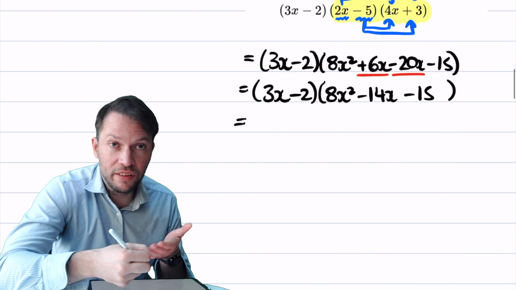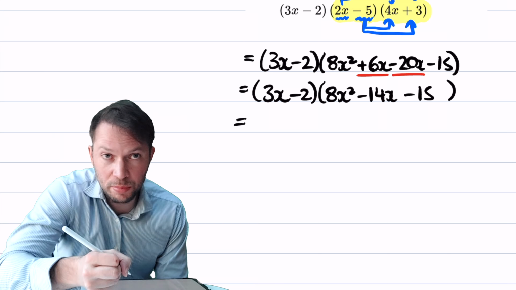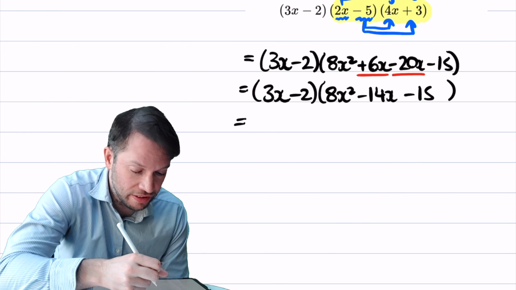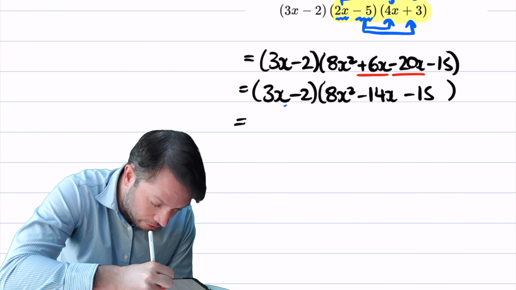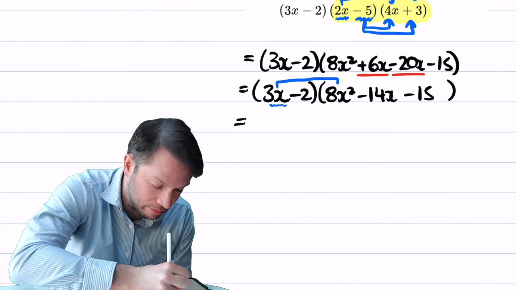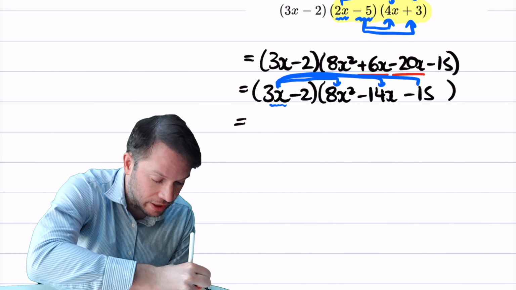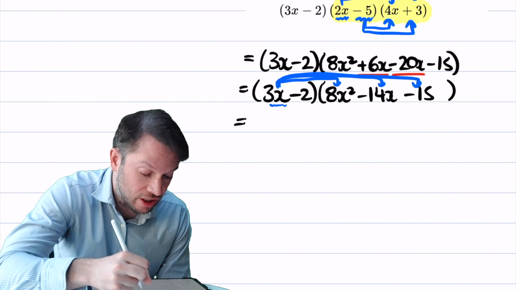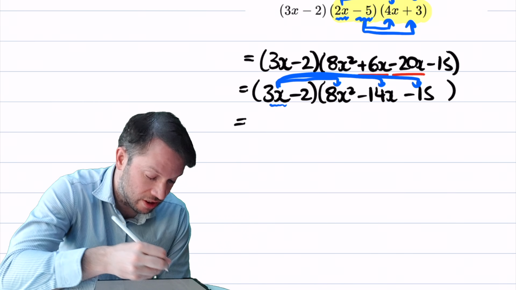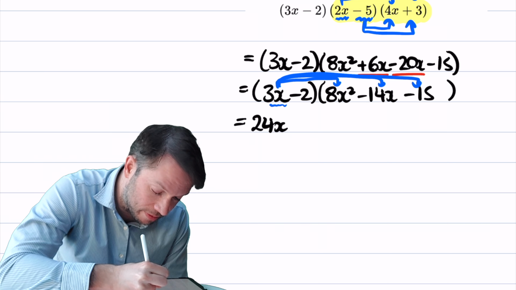Now, we've got two brackets left, and we just multiply them out in the same way. So we're going to do each term in the first bracket multiplied by each term in the second. So we're going to do the 3x multiplied by each term in the second bracket. So 3x times 8x squared, 3x times minus 14x, and 3x times minus 15. 3x times 8x squared, well, 3 times 8 is 24, and x times x squared is x cubed.